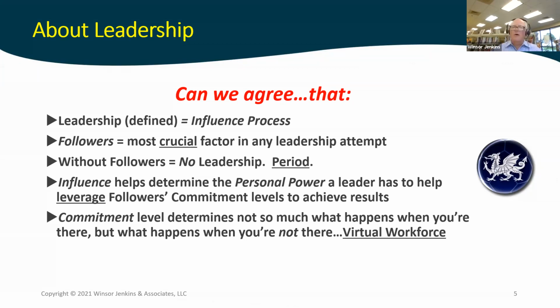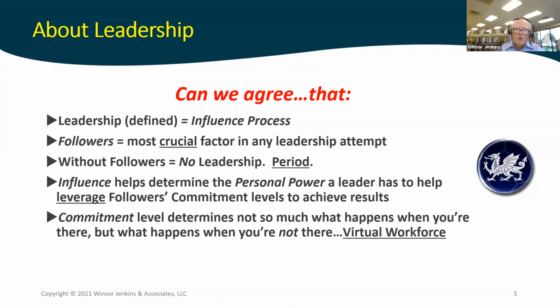And years ago, when I was working, and this really comes from his influence on me, you've got personal power and you've got position power, and personal power is something that must be earned. And once earned, it can really drive the followers' commitment level as opposed to their competence level, right? And then commitment level determines not so much what happens when you're there, but what really happens when you're not there. And again, that's paraphrasing Ken Blanchard, to give him credit.